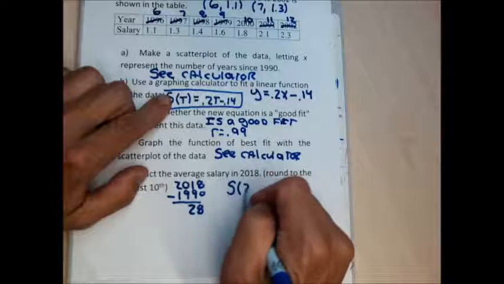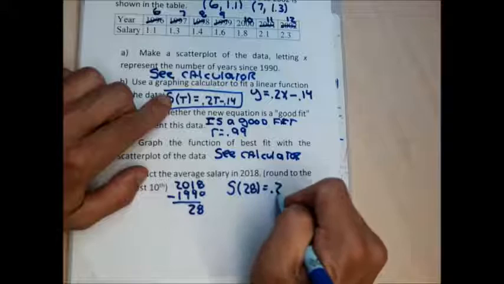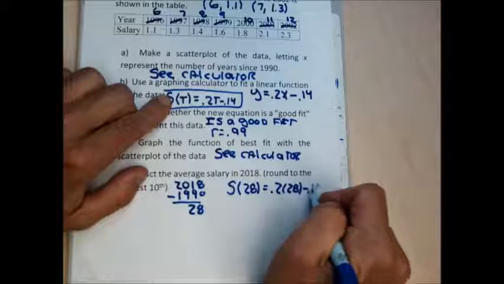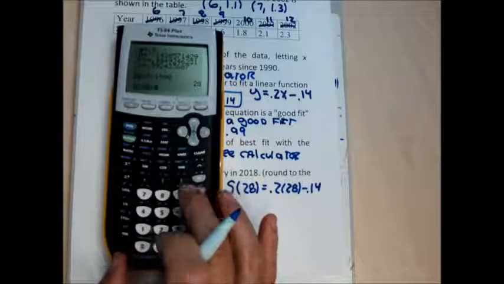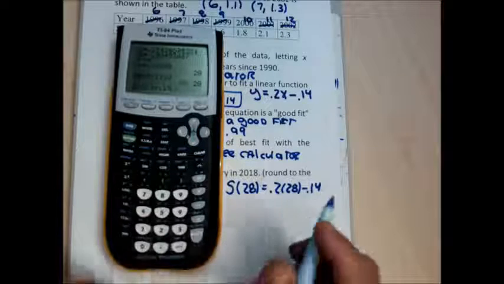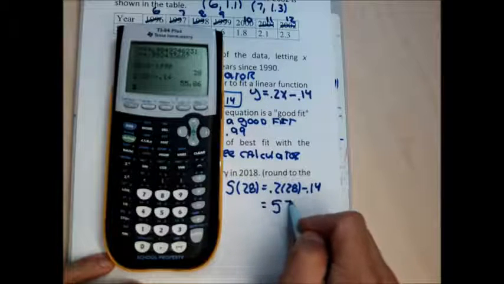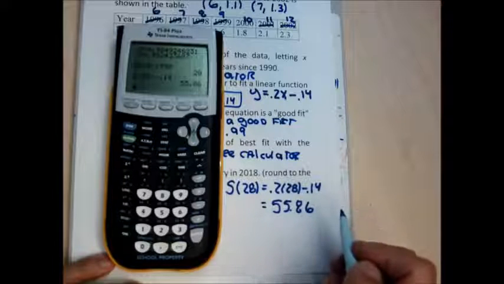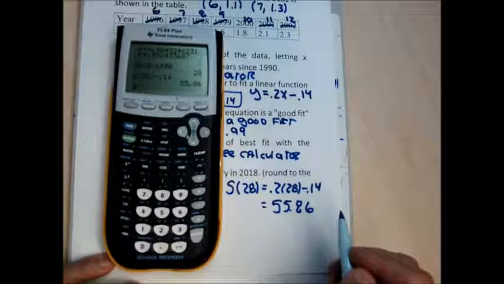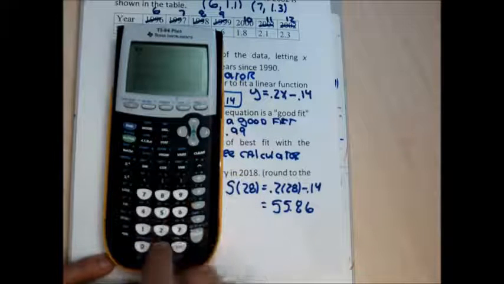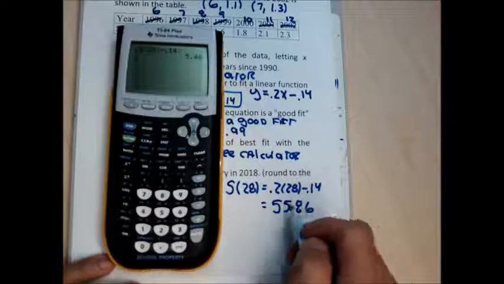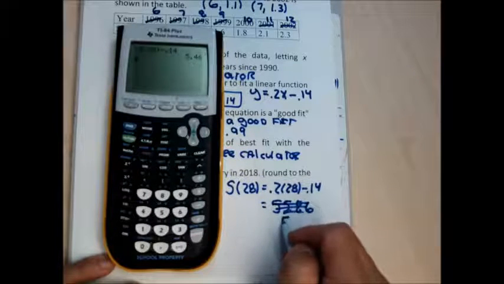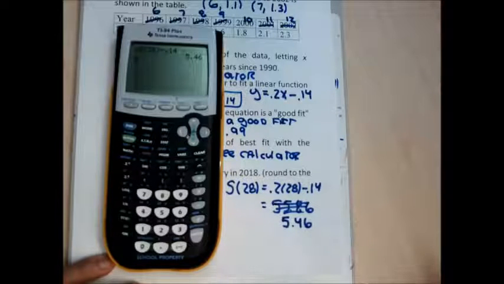I'm going to find S of 28 by going 0.2 times 28 minus 0.14. On my main screen, I'll go 2 times 28 minus 0.14. And that gives me the average salary is $55.86 million. My gosh, $55 million. I don't think that's right. Oh, it's 0.2. It's going to be 0.2 times 28 minus 0.14. And 5.46 million feels so much better than a $55 million salary. So the average salary in 2018, according to this prediction, is about 5.46 million.